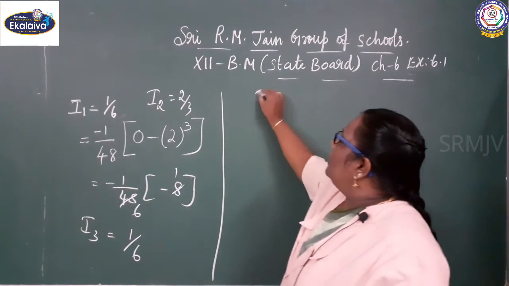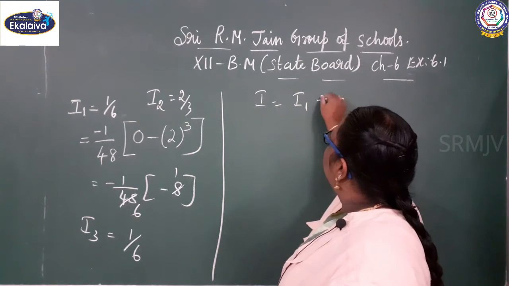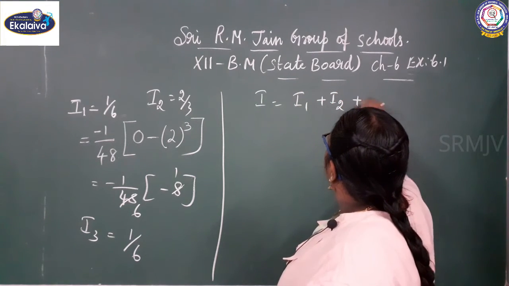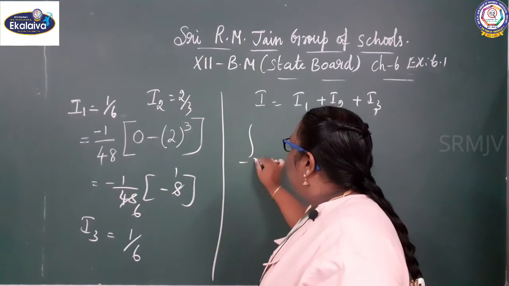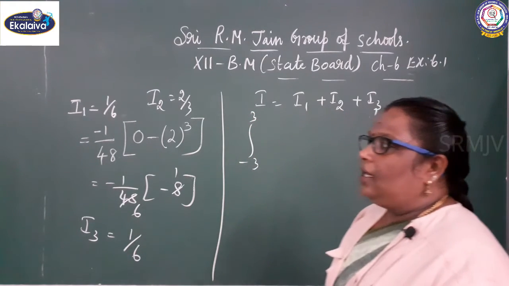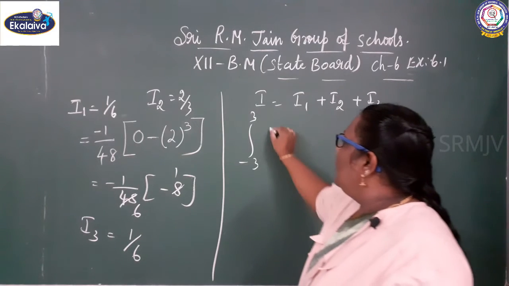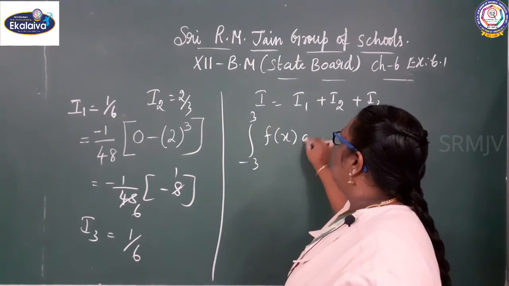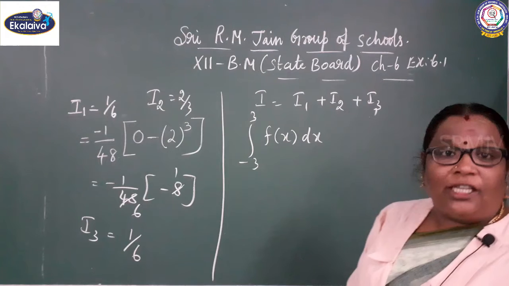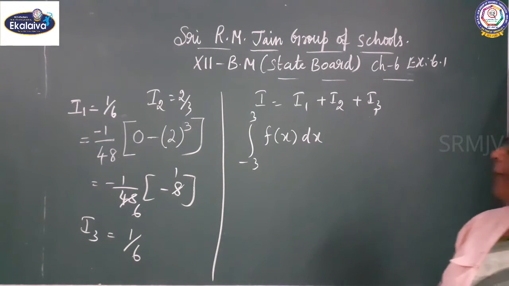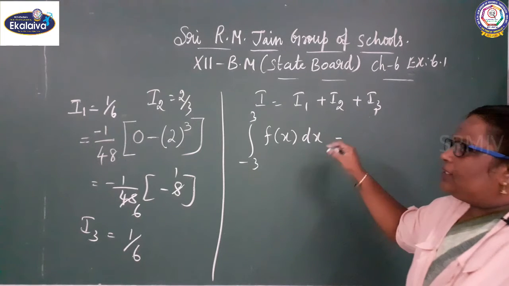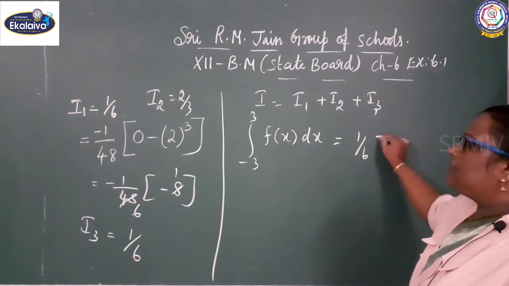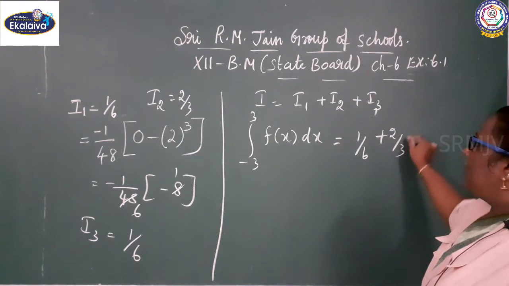I equal to I1 plus I2 plus I3. What is the value of I? Integral minus 3 to 3 f of x dx. If it is a probability density function, the value is equal to 1. So integral minus 3 to 3 f of x dx equal to, what is the value of I1? 1 by 6. I2 is 2 by 3.